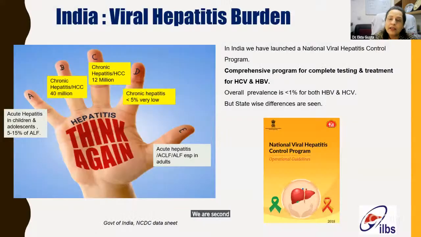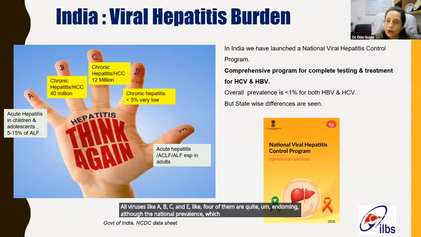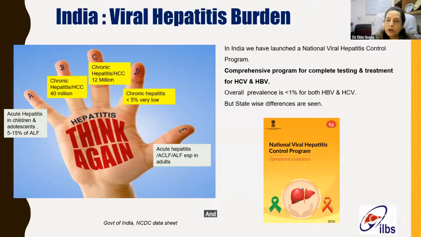Second globally in terms of the prevalence of hepatitis B and C after China. All viruses like A, B, C, and E, 4 of them are quite endemic. Although the national prevalence study has not shown it to be major, it has shown it is less than 1%. But if you look at the amount of population we have, this 1% is also a huge number.